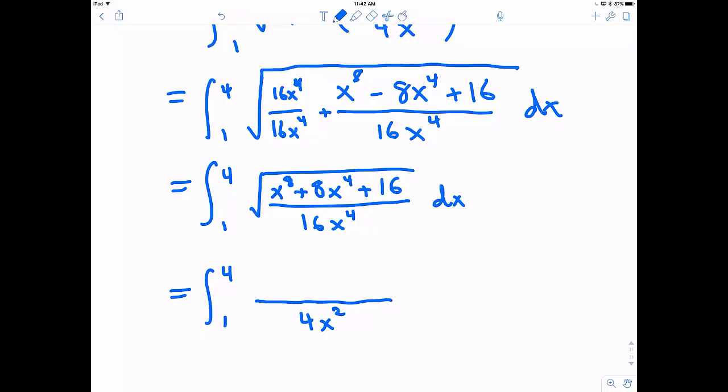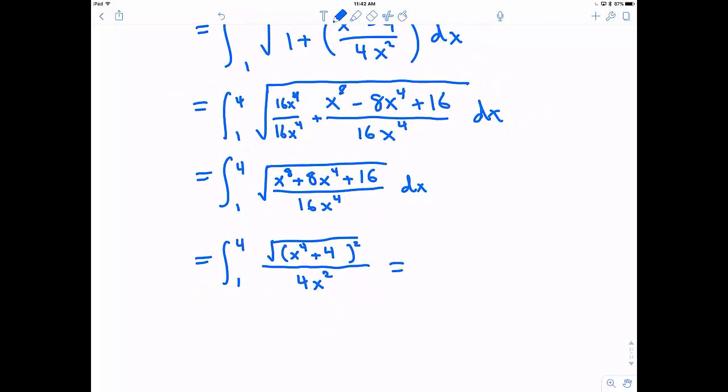The denominator we can simplify a little bit, get it out of the square root. And now the numerator, we can write this as x to the 4th plus 4, quantity squared. Check it by FOILing it all out. It's true. And now the square and the square root can cancel, right? Technically it would be the absolute value, but these are all positive values as x ranges from 1 to 4. So again, it's technically the absolute value of x to the 4th plus 4, but we don't really need that absolute value because they're all positive already.